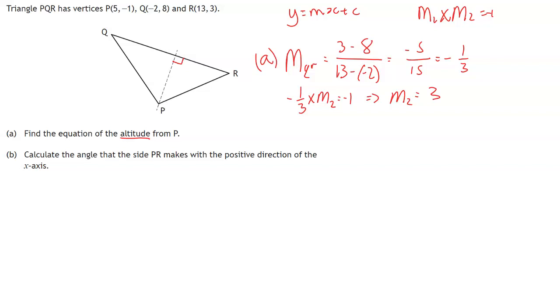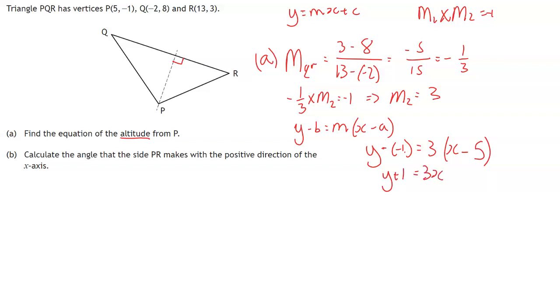Now I'm going to take the point that I've got at P, I'm going to take that gradient and I'm going to substitute it into y minus b equals m bracket x minus a. Using this, I can jig it about and get to the format y equals mx plus c. So I'm going to have y minus b, so y minus -1 equals 3 bracket x minus 5. Then it's just a case of playing about with the numbers and getting what we're after. So y plus 1 equals 3x minus 15. y equals 3x minus 16. That there is the equation of our altitude from P.